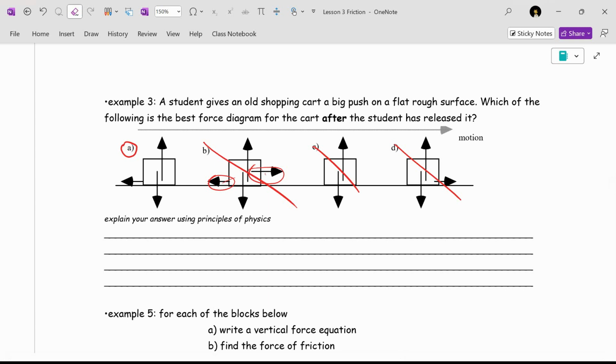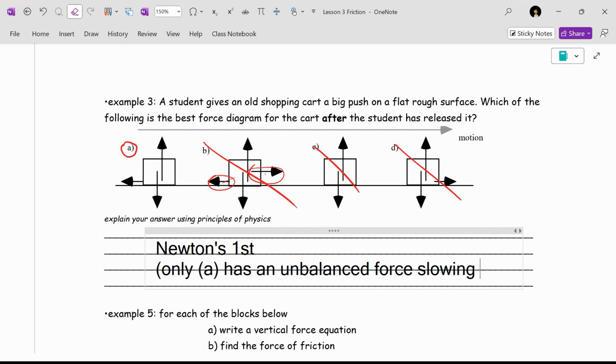Which one of Newton's laws did I just use when I was talking about accelerating in the unbalanced force or not accelerating because forces are balanced? Newton's first, Newton's second, or Newton's third? Now, I said you didn't need to memorize it, and if you don't know which one it is, you would write only A has an unbalanced force slowing it down, and I would totally accept that. But which one is it? So I'm going to write Newton's first, since somebody said Newton's first, as my using principles of physics to explain. But otherwise, if you didn't know that, you would say only A has an unbalanced force slowing the cart down. Okay?